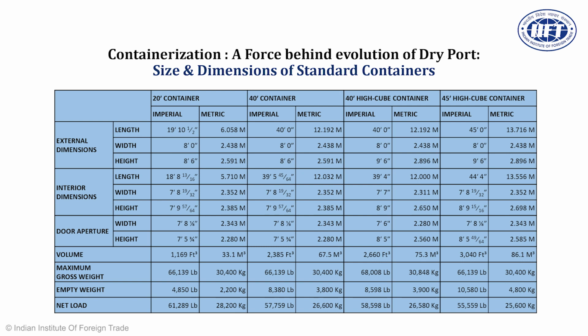So these are the dimensions of container. You can see how the different types of container look like. In India, you will find the majority of containers are 40 feet and 45 feet. These are the two areas where we are investing. At one point of time, 20-feet containers were popular, but now the future investment is coming in 40-feet containers.